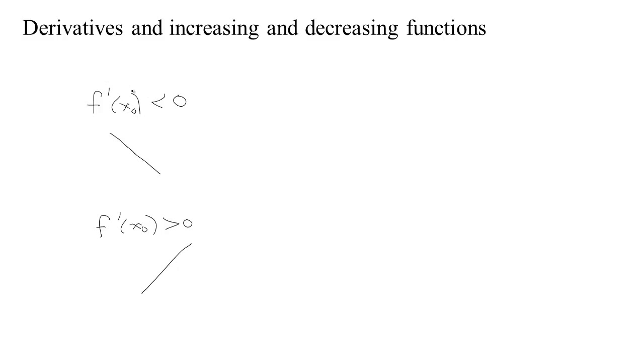If you have a negative derivative, it means the slope of the tangent is negative, but a negative slope means you're going down from left to right. If you have a positive derivative, then you have a positive slope, so you know the function is going up from left to right.